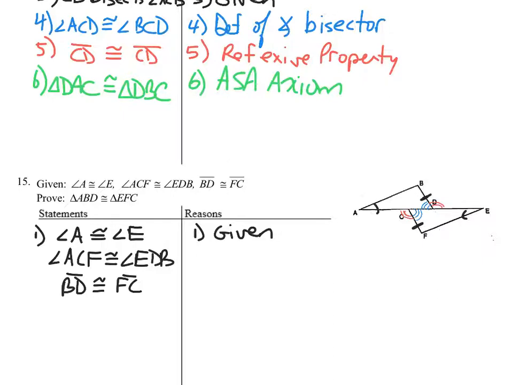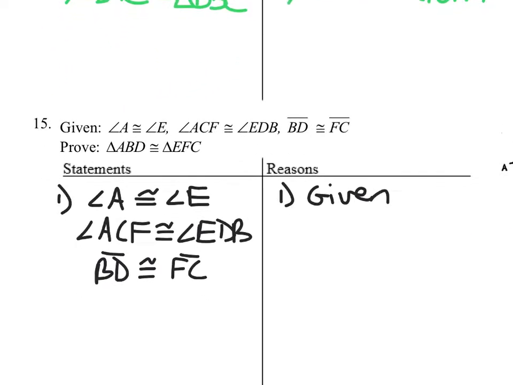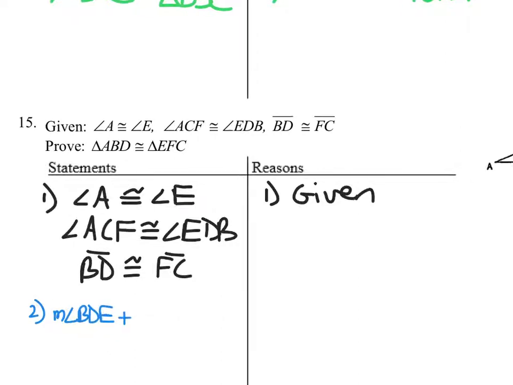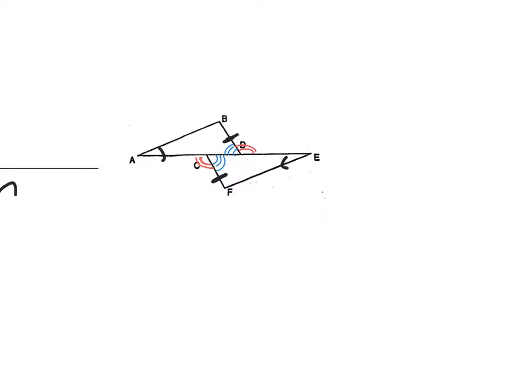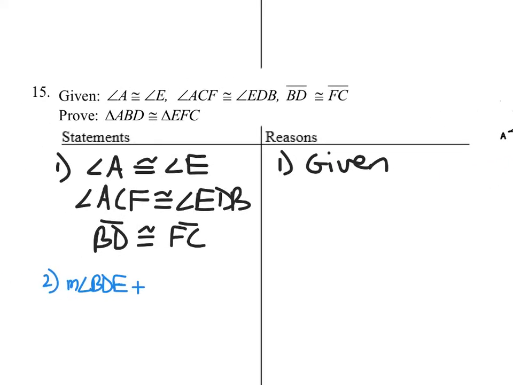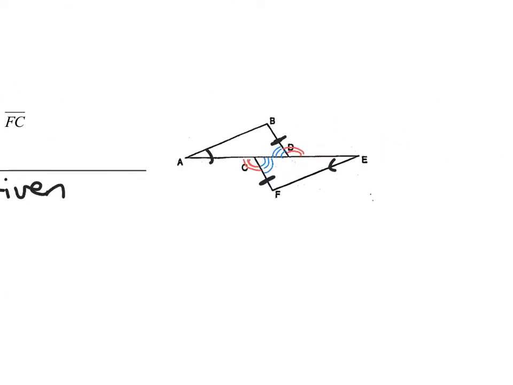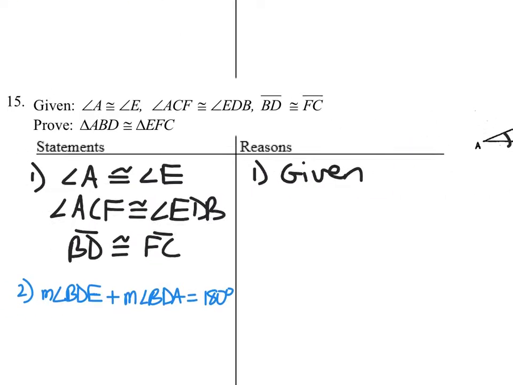and actually let me give a little bit more room there. I might have to scroll a little bit. So it's actually the measure of angle BDE plus the measure of angle BDA is 180 degrees. And ACF, let me start off with the F. FCA and FCE.